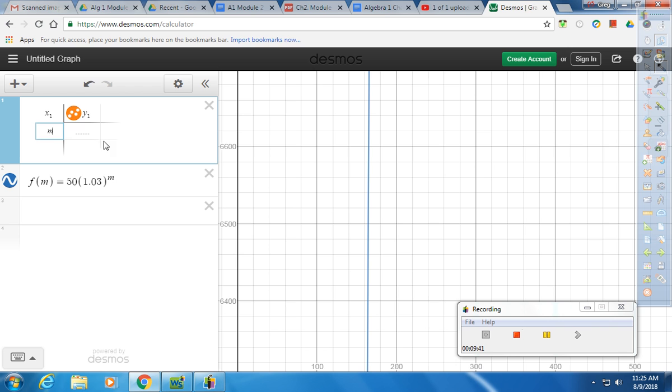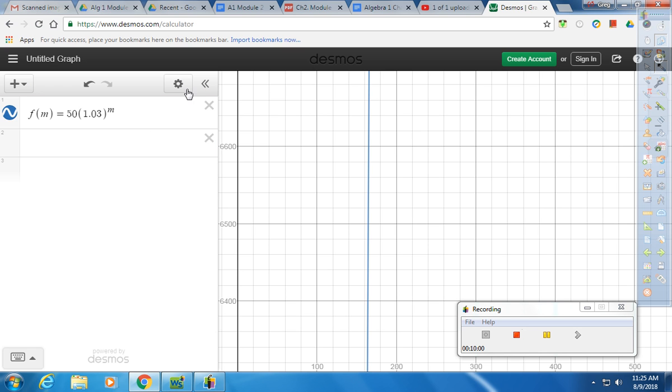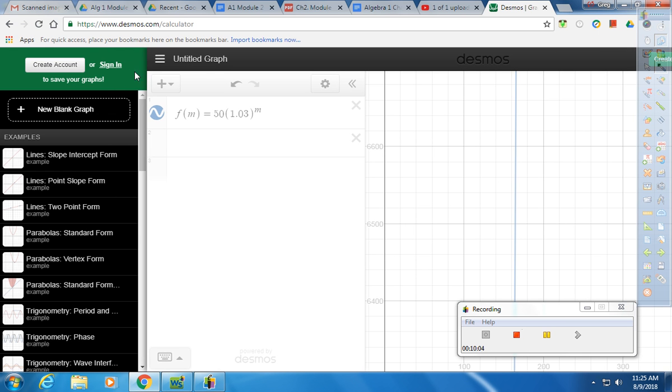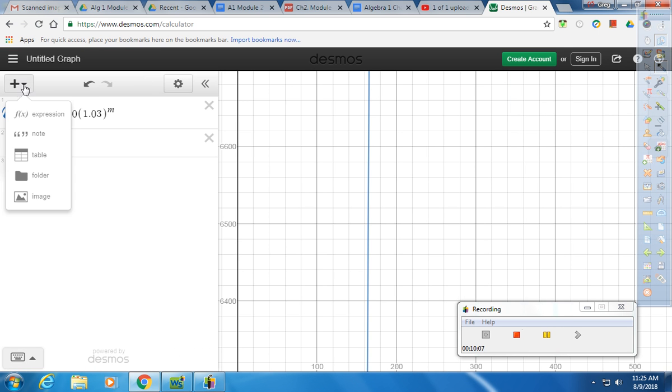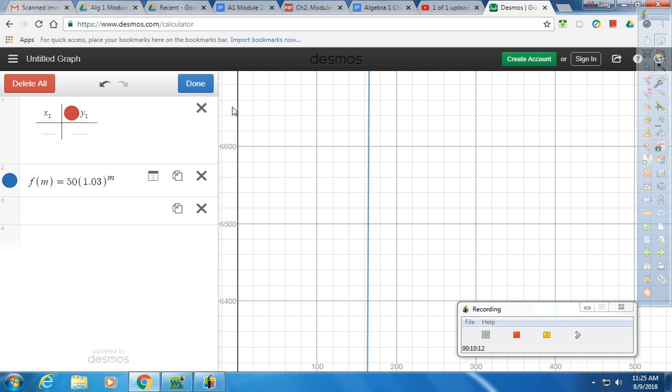So M, and let's go 50 times 1.03 to the M power. Nope, no help. So we're going to have to go to Desmos and learn how to use the table feature better. No problem. Table. All right, well, we'll learn together. I'm going to keep going back into the rest of these.